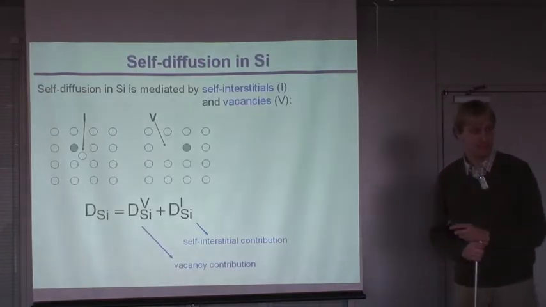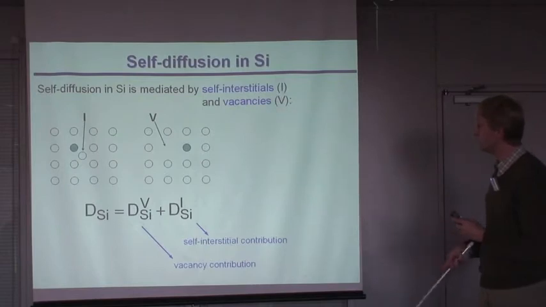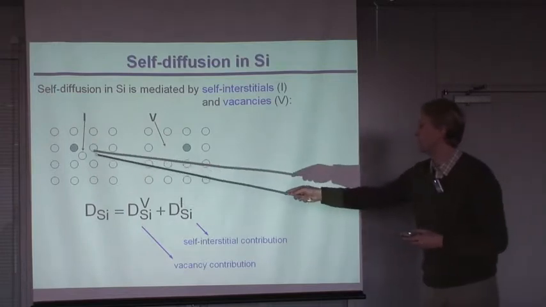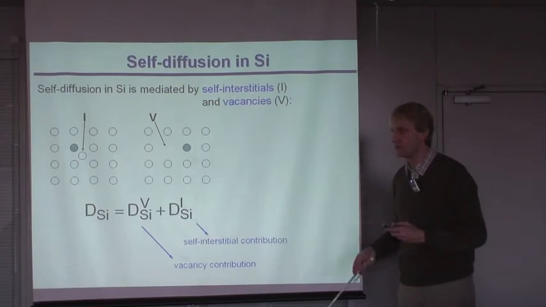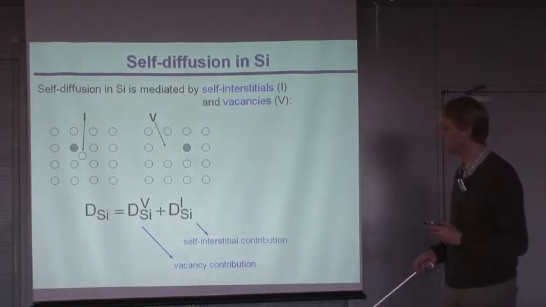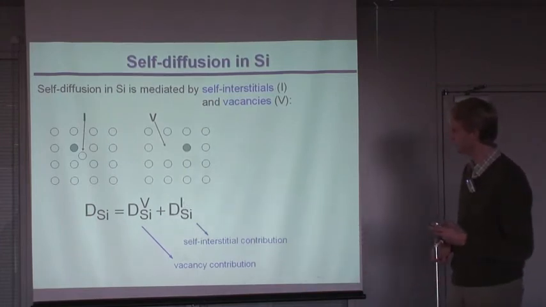Okay, let's start simple: self-diffusion in silicon. As I mentioned, vacancies and self-interstitials are in diamond structures the main defects, and so it's no wonder that both defects contribute to self-diffusion. And here I have schematically shown such an interstitial and a vacancy. If you measure the silicon self-diffusion coefficient, it depends on two contributions, a vacancy contribution and a self-interstitial contribution.